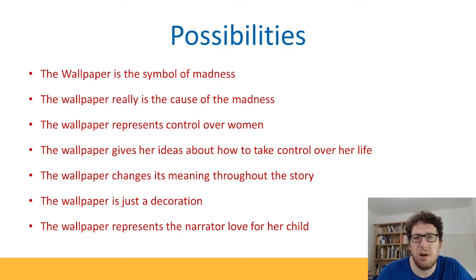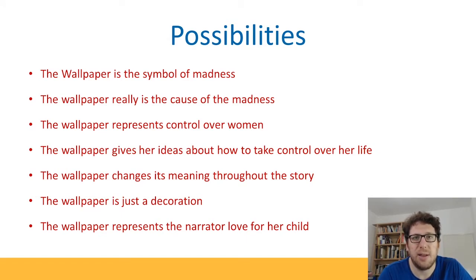Wallpapers are not obviously connected to madness. Even in the story, we have to explain how exactly. So you have space to develop it. The wallpaper really is the cause of the madness. This you really will need to prove, right?